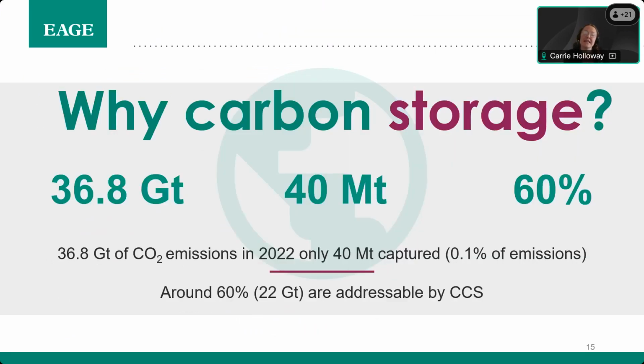So why do we need carbon storage? So 36.8 gigatons of emissions were emitted in 2022, with only 40 million tons being captured. So this is less than 0.1% of the emissions. We believe that over 22 gigatons of this is addressable by CCUS, so 60% of the emissions should be addressable. CCS is vital to decarbonize and to meet our global targets for emissions to prevent accelerated global warming.